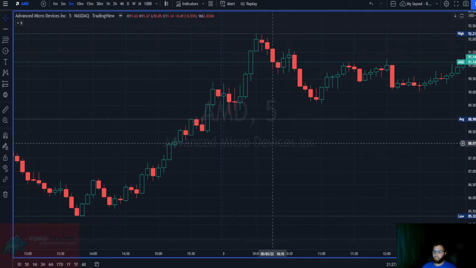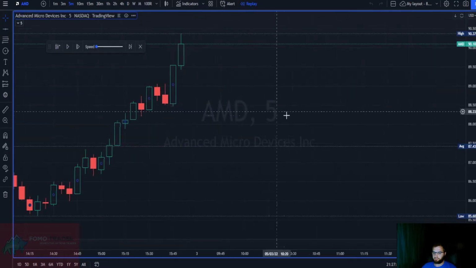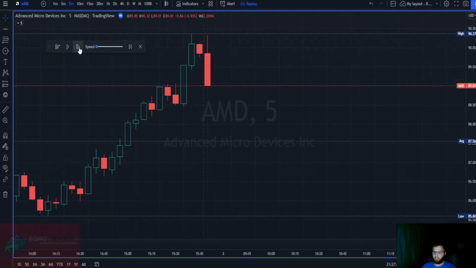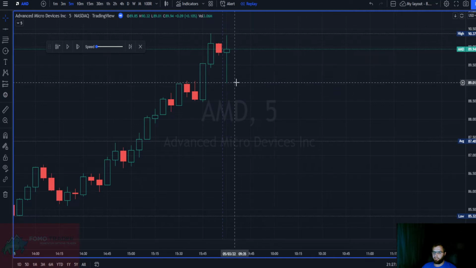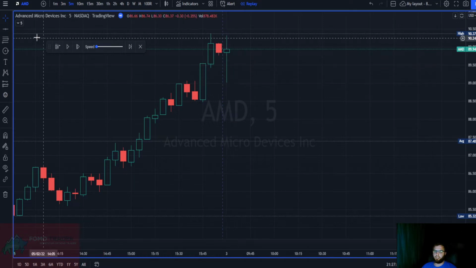So with that, we're going to hit the replay here on AMD. We are going to go to the very first candle of the day. This is on the 5-minute time frame. So this is our very first candle, starting at 9:30 and the candle closed at 9:35.